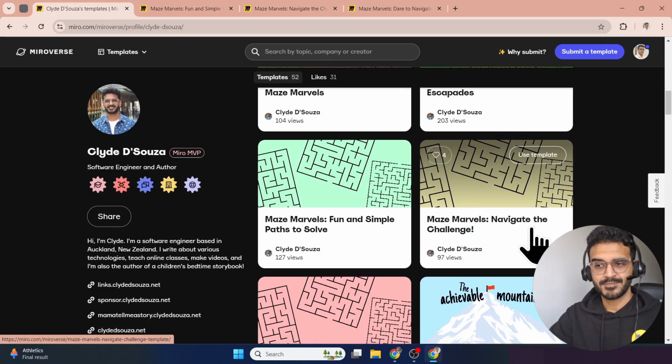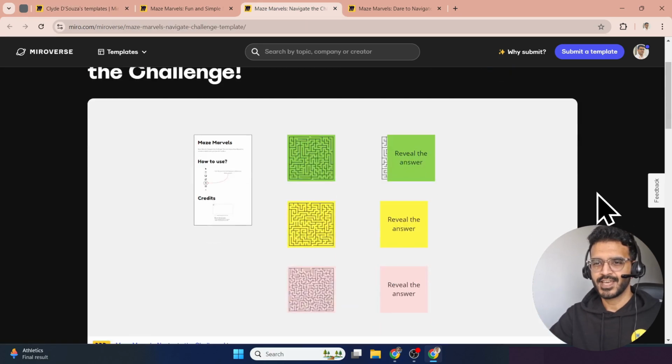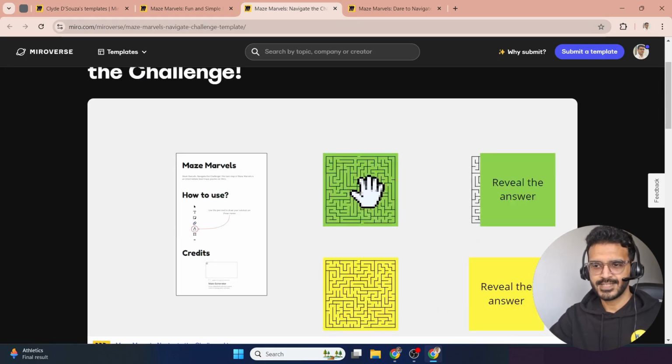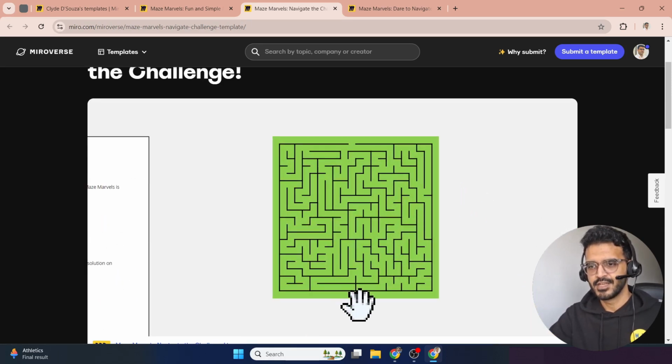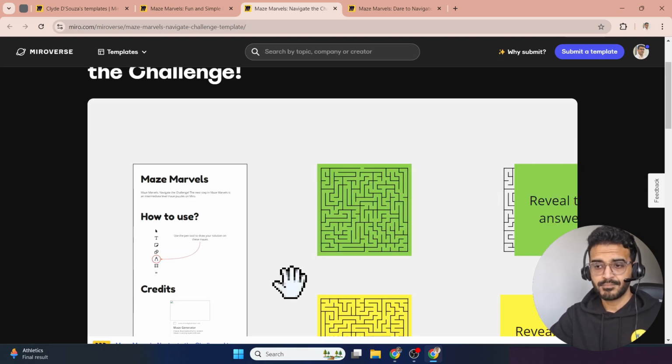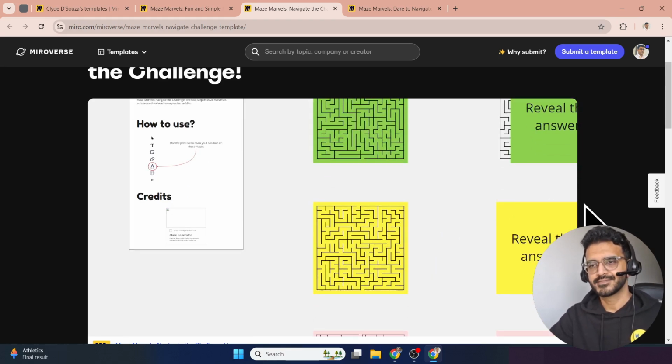Then we go to the intermediate level, which is navigate the challenge. Over here we have slightly more difficult, so it's not as easy as the first one, but the idea still remains the same. You start on one of the ends and then you reach the other side, and then use the pen tool to try and solve the maze.